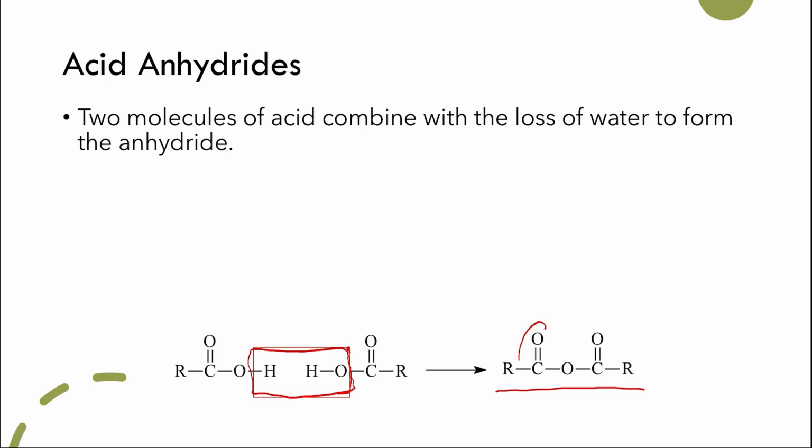The anhydride here will have two carbonyl groups with an oxygen linking these two, and then the two R groups, which are the rest of the carbon chain.